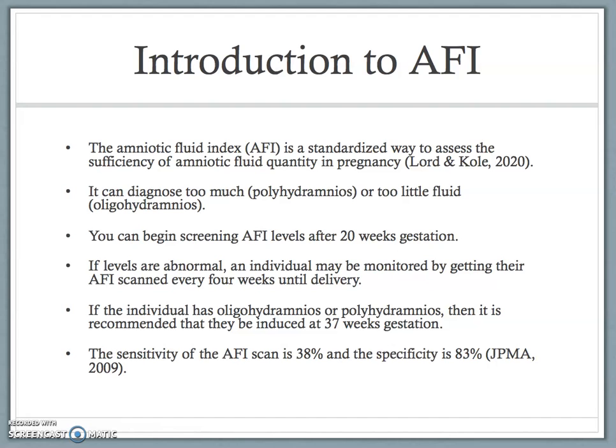An introduction to the AFI. The amniotic fluid index, or AFI, is a standardized way to assess the sufficiency of amniotic fluid quantity in pregnancy. It can diagnose too much or too little fluid, which is known as polyhydramnios and oligohydramnios. You can begin screening AFI levels after 20 weeks of gestation. If levels are abnormal, an individual may be monitored by getting their AFI scanned every 4 weeks until delivery. If the individual has oligo or poly, then it is recommended that they be induced at 37 weeks gestation. The sensitivity of the AFI scan is 38% and the specificity is 83%.